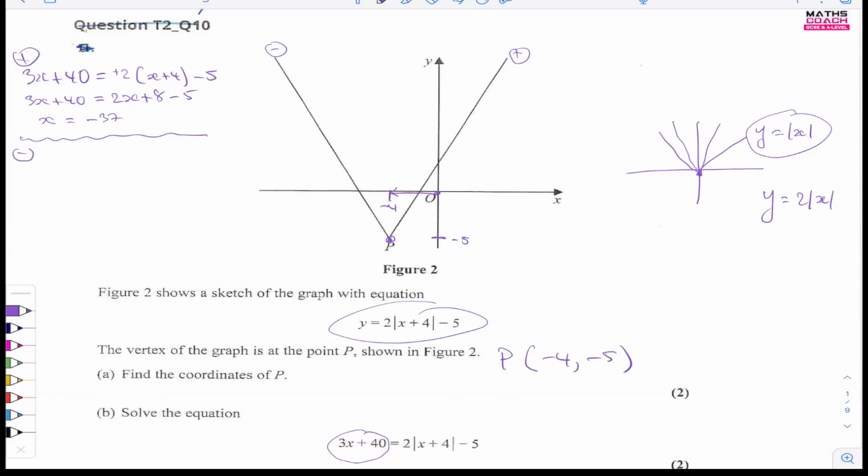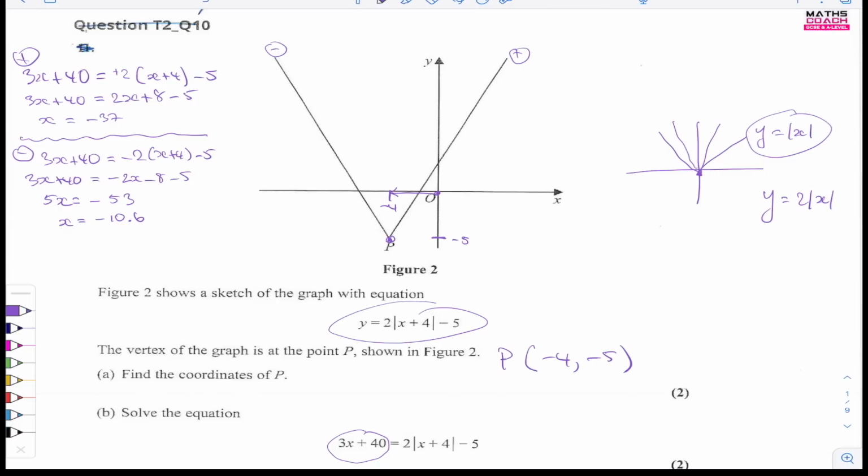If we now do the negative branch, we get 3x plus 40 equals minus 2 times the bracket (x plus 4) minus 5. So that's 3x plus 40 equals minus 2x minus 8, and then minus 5. So that's 5x equals minus 53, and then divide by 5. So you get minus 10.6. Now, it looks like there are 2 solutions, right? Now we need to check, are both solutions valid, or is one of them invalid?